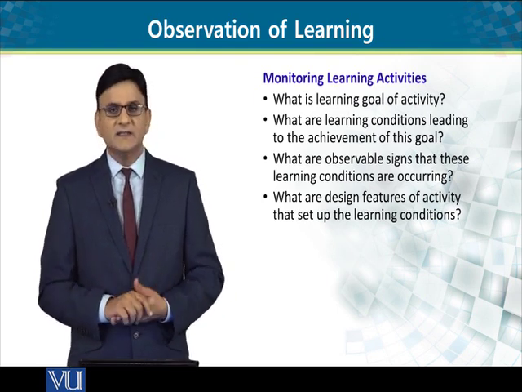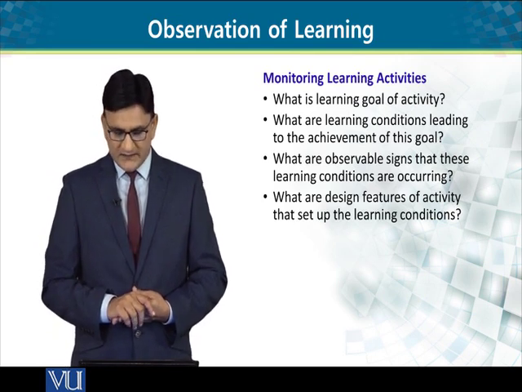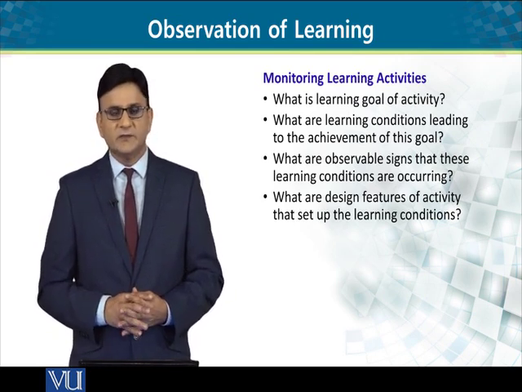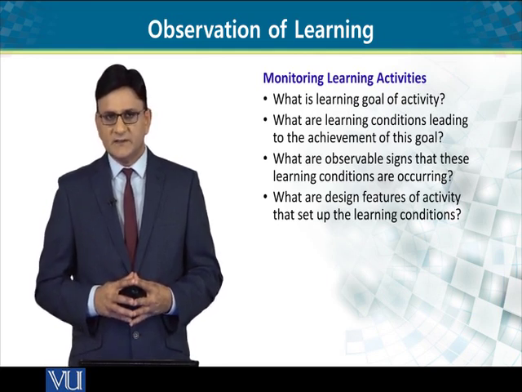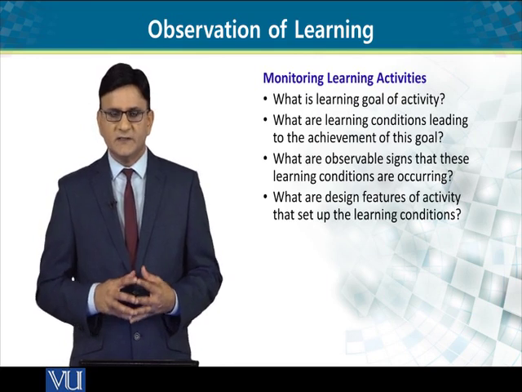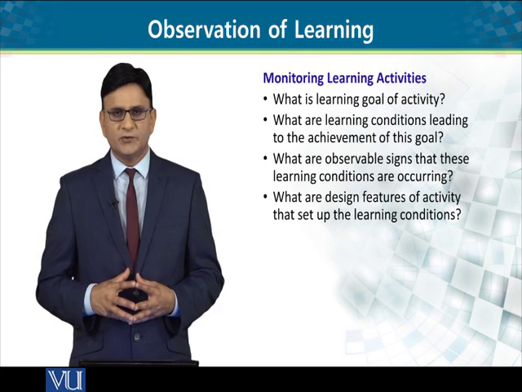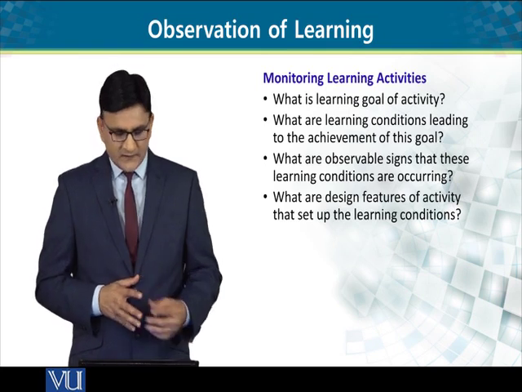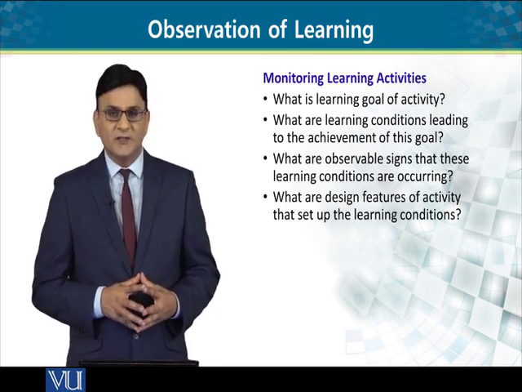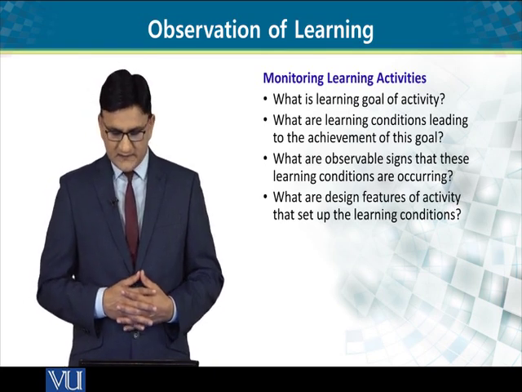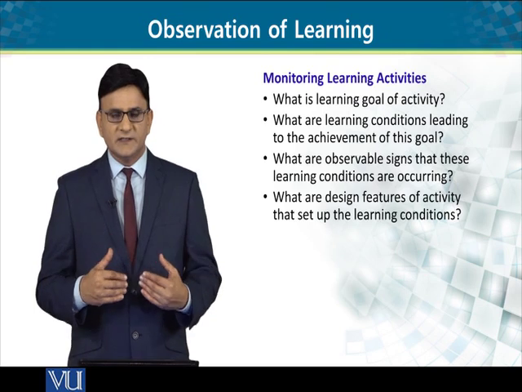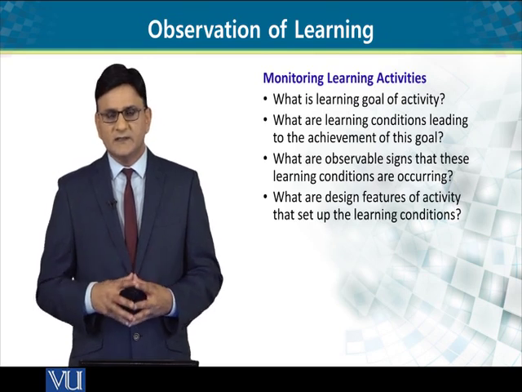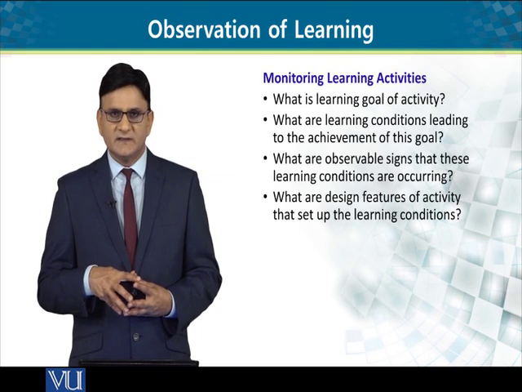Secondly, what are the learning conditions leading to the achievement of this goal? So this is important. You need to know the conditions. I mean, the condition of time, the proficiency level of the students, or their socio-cultural backgrounds. And thirdly, what are the observable signs that these learning conditions are occurring? So how can a teacher know that actual learning is taking place?